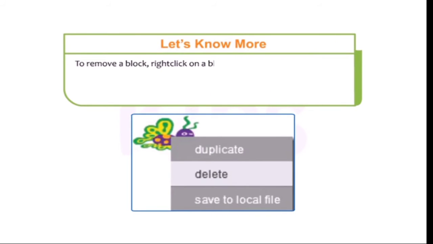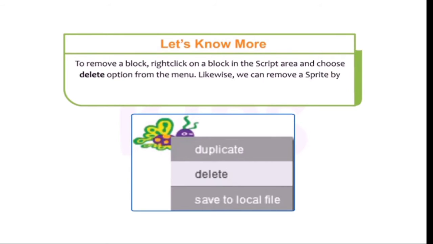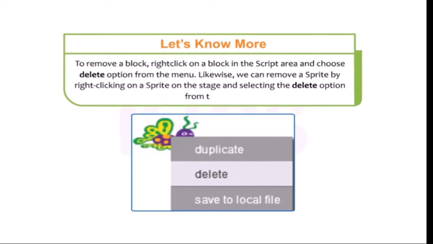Another point to note is that to remove a block, right-click on the block in the script area and choose the Delete option from the menu. Likewise, we can remove a sprite by right-clicking on a sprite on the stage and selecting the Delete option from the list. Let us learn how to set sprite position now.